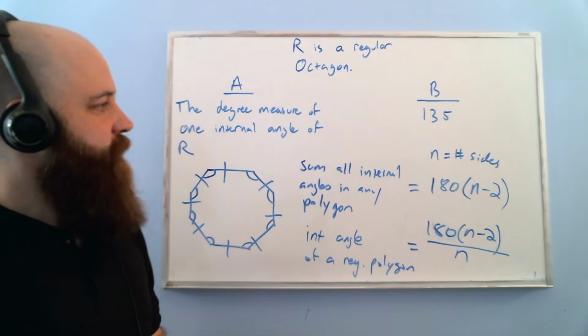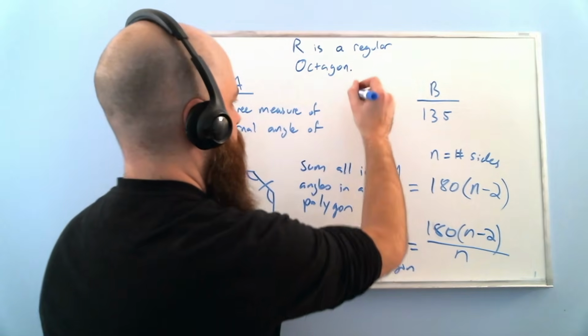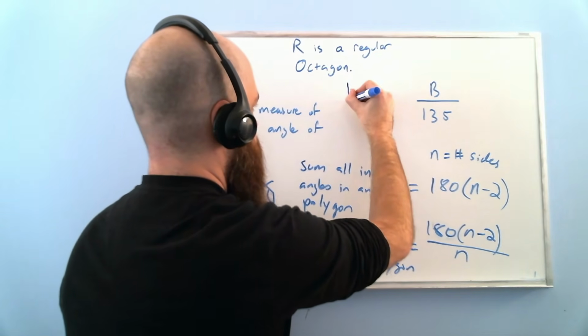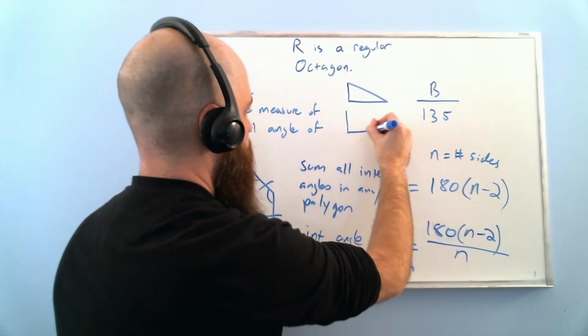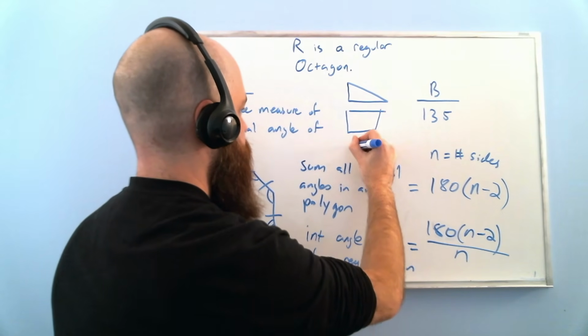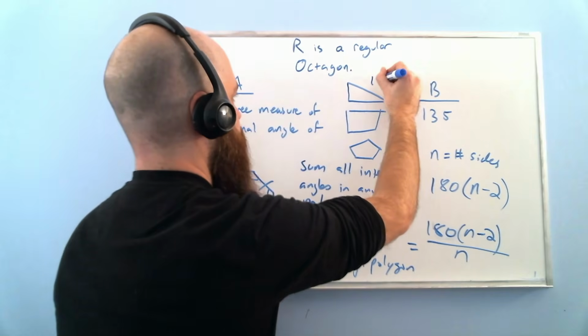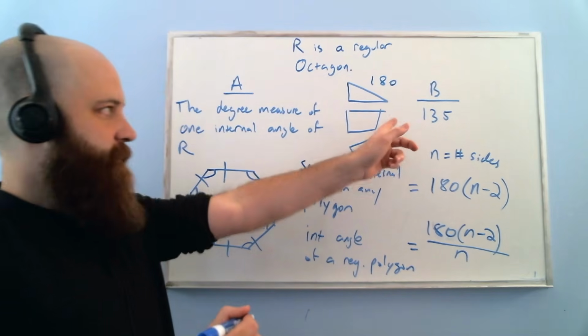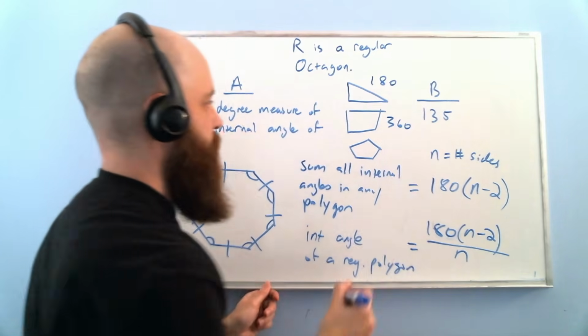Now, we can think for a second about why these formulas make sense. We'll draw some polygons here. I'll draw, say, a triangle. That's a common polygon. I'll draw a 4-sided shape. I'll draw a 5-sided one. Well, we already know that there are 180 degrees in a triangle, right? And it's also good to know there's 360 degrees in any 4-sided figure.